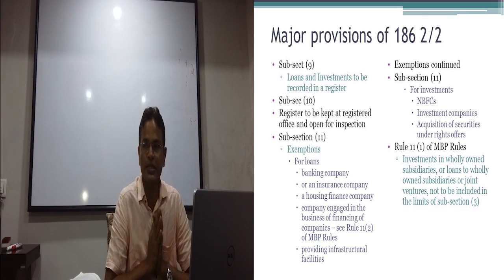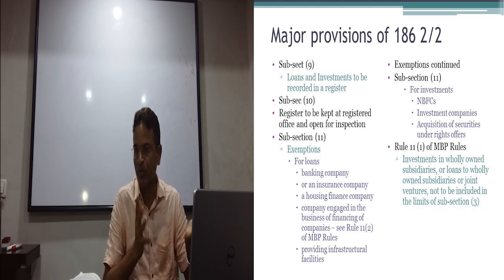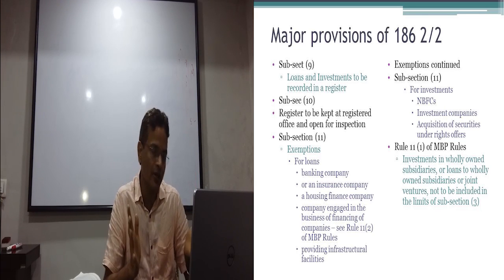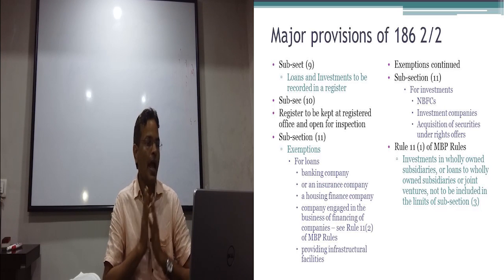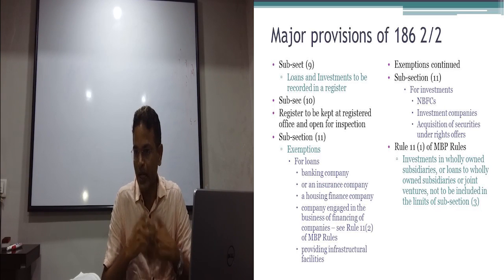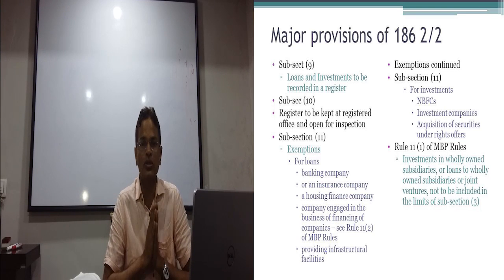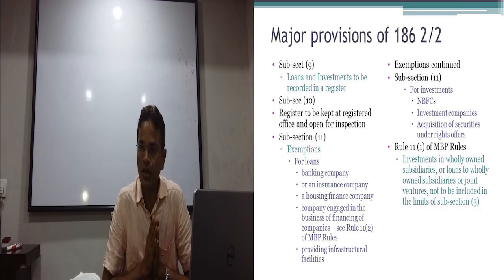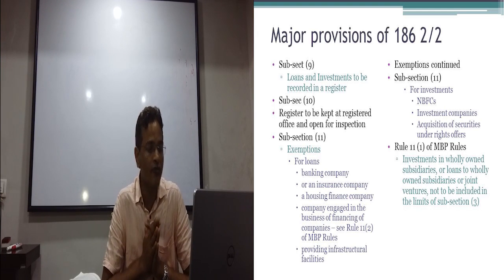So exemptions in section 186(11) are either exemption from the provisions pertaining to giving of loans, etc., or exemption from provisions pertaining to making of investments. As regards lending exemption, lending once again obviously includes lending, guarantees or securities. Lending exemptions are applicable to a banking company, insurance company, housing finance company, a company engaged in financing of other companies.